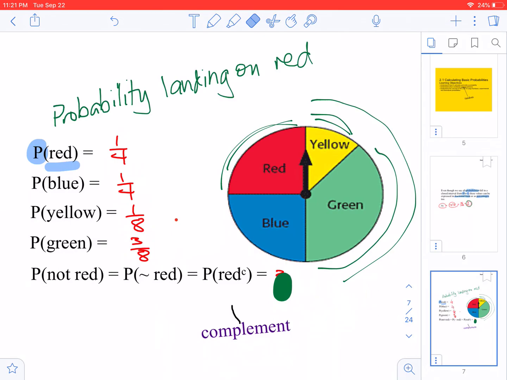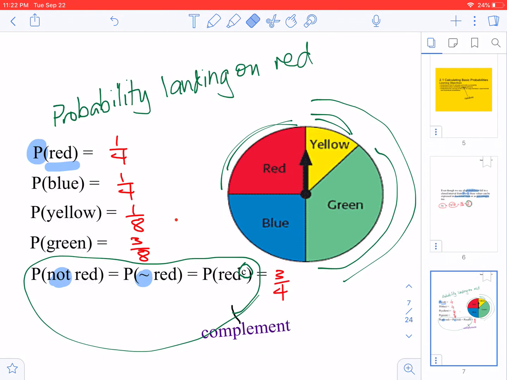Finally, we're going to use a symbol. It is not, and it's going to be used as a little tilde. So this can be thought of as not red, or sometimes we put a little C up here, and that means the complement. Okay, so please take note of that. That should be in your notes because that is going to be new to all of you. All right, what is the probability of not being on red? Well, hopefully you see that if red is 1/4, then the rest of it is 3/4.